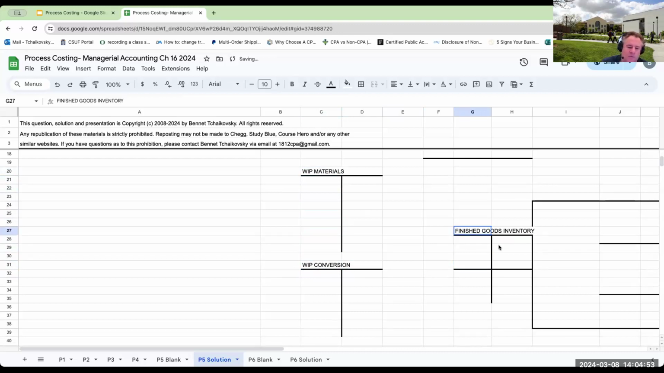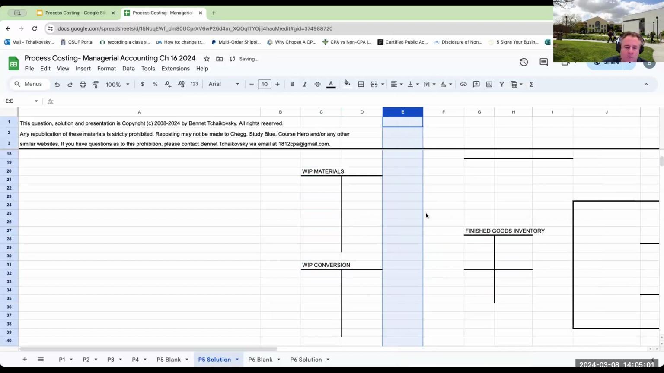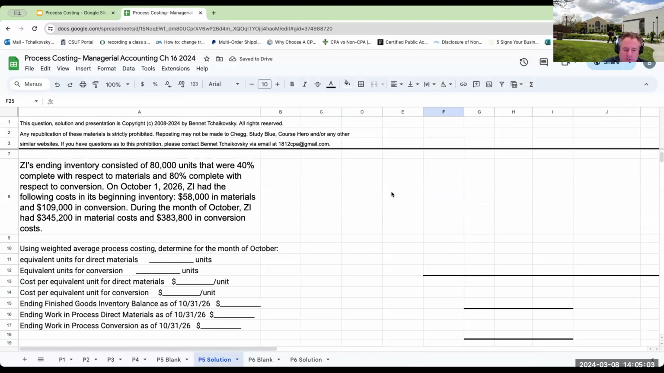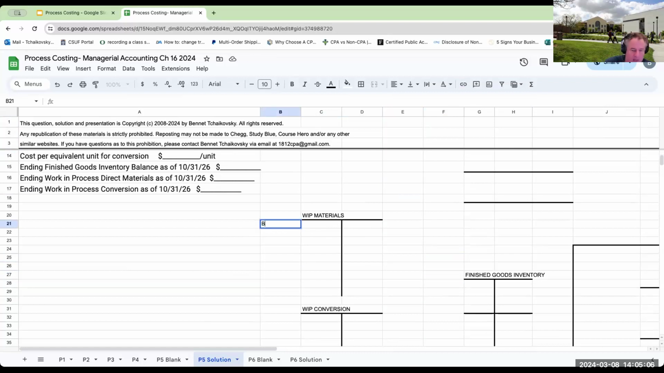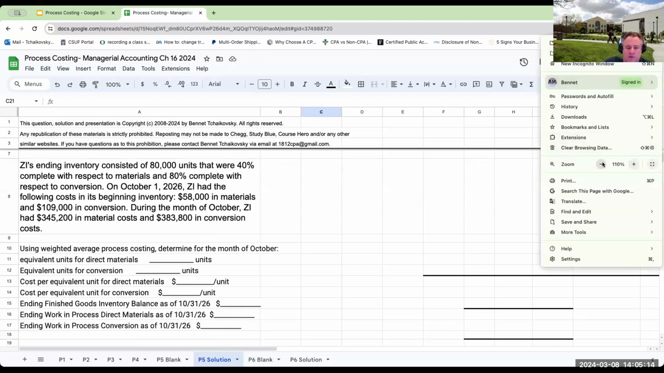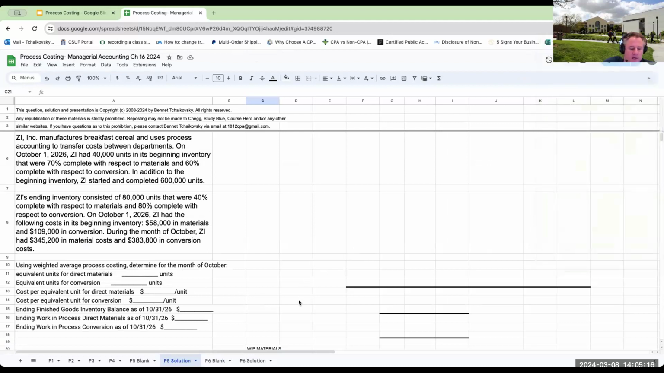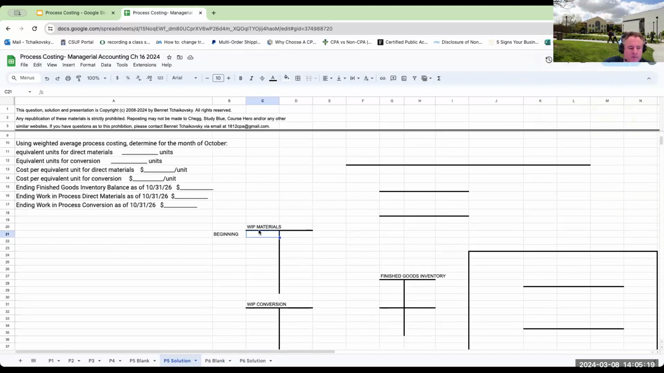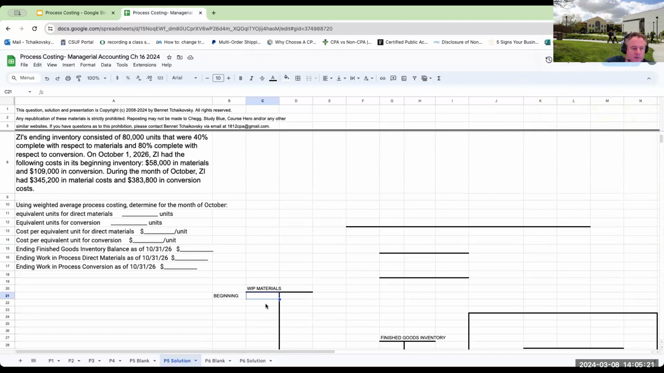When you think about this from a bigger picture perspective, in all these process costing questions, we have our beginning WIP materials. Let me make this a little bit smaller so I can, there we go. We're told that our beginning work in process materials was at 58,000. The costs during the period for materials were 345,200.